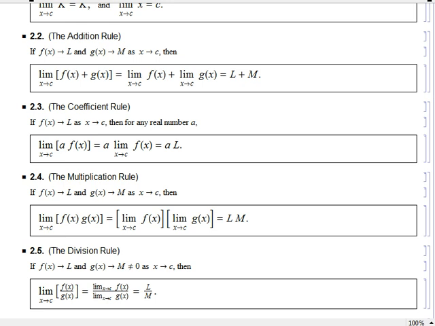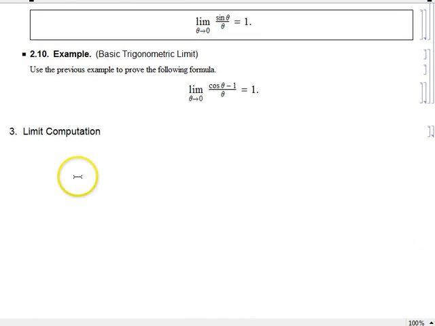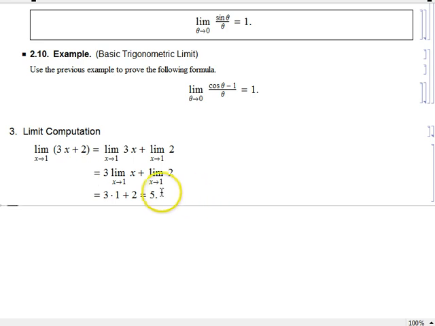Here's a very, very trivial example. Let's do this computation. Limit as x is approaching 1, 3x plus 2. How do I find out? First, let's use the addition rule to separate the 3x part and the 2 part. And then use the coefficient rule to get 3 out. And then we use the trivial limit rule. x is approaching 1, so x is 1. And this is constant plus 2. So we have 3 plus 2, that's 5.